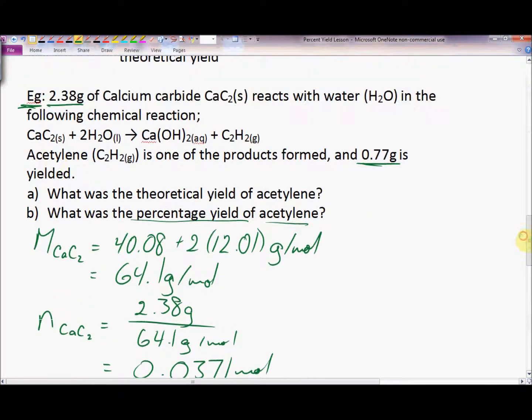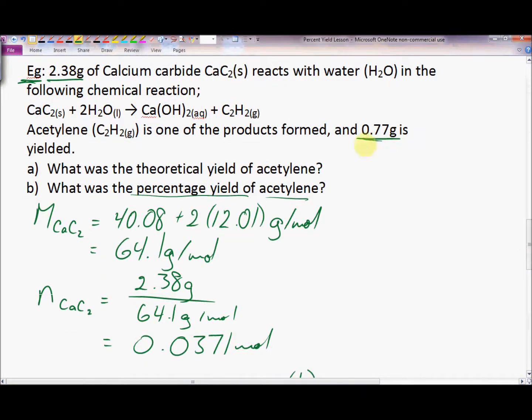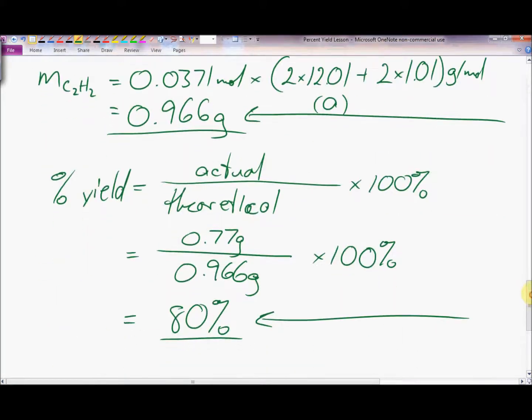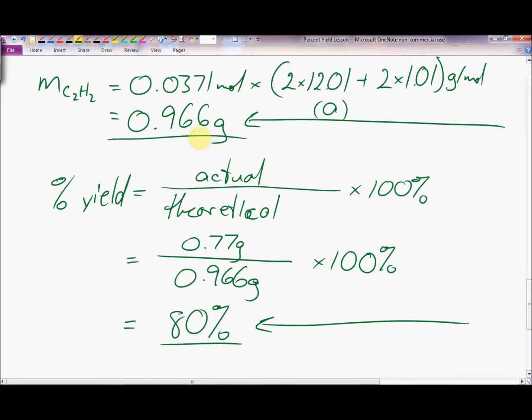We know that because we got only 0.77 grams when we were expecting to get 0.966 grams. So we received less mass of acetylene than we were expecting to. It was 80% less, and so that's our percent yield.